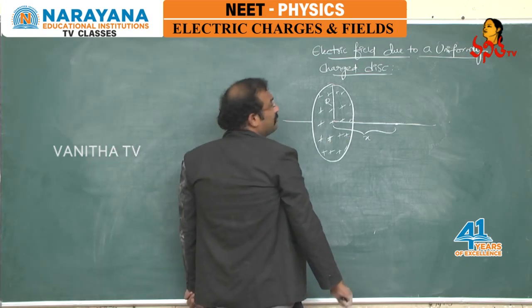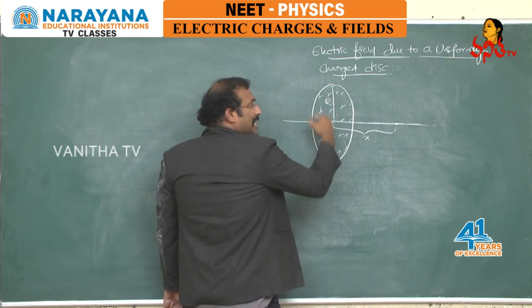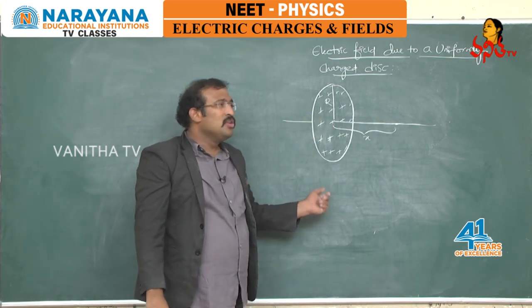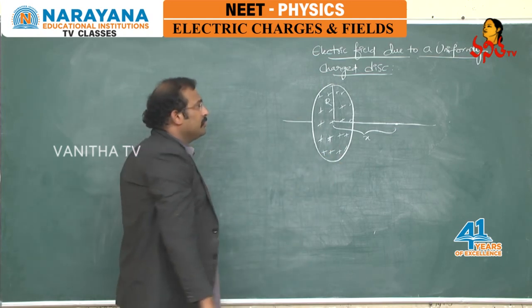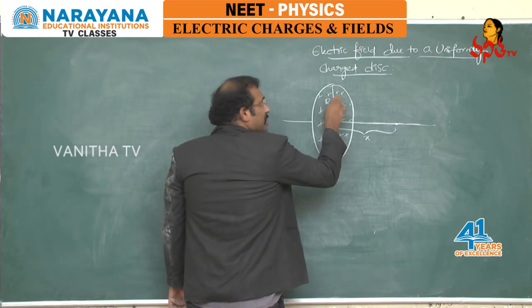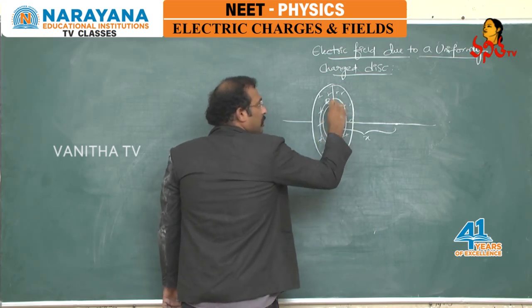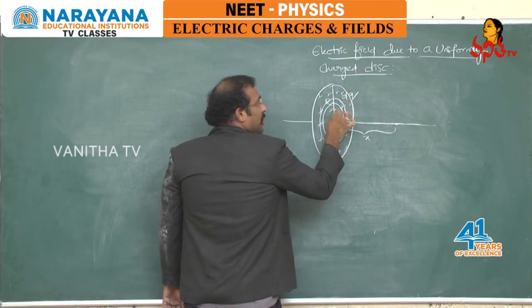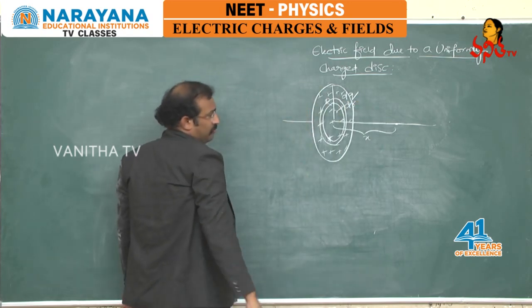Let us see now, consider a small element of the disk. Due to that element we will find out the field first, then we will integrate it so that you will get the total electric field due to the charged disk. Now consider a small ring of charge dq and of radius r, whose thickness is dr.